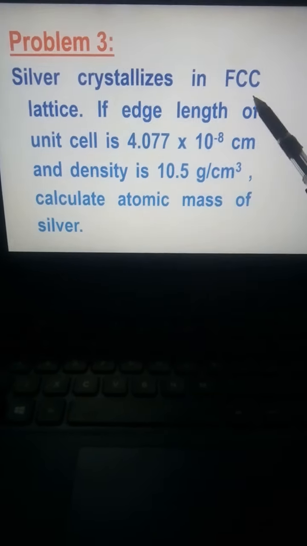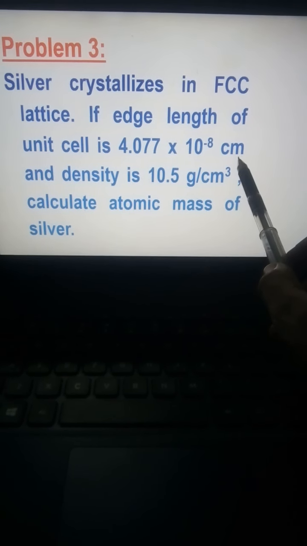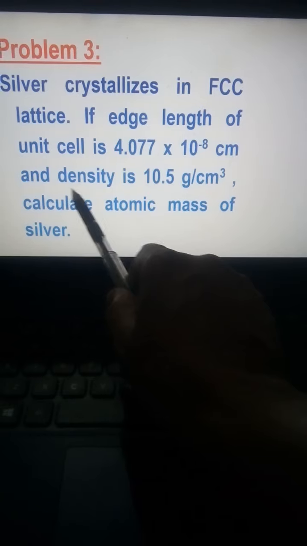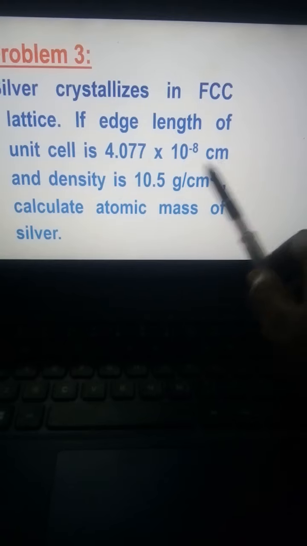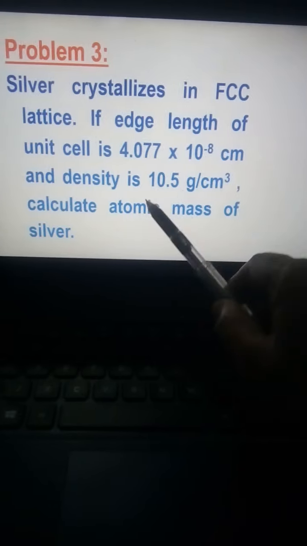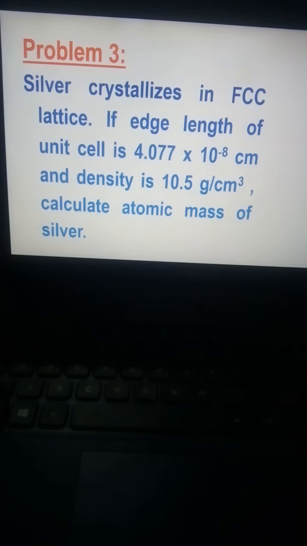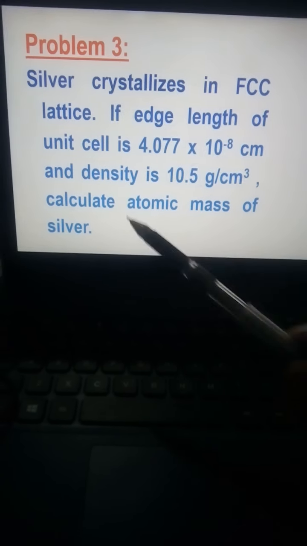Silver crystallizes in an FCC lattice. So here also it is an FCC lattice, that means Z is equal to 4. The edge length of the unit cell a is given in centimeter, and density is given as 10.5 gram per centimeter cube. Edge length is given in centimeter, density is also given in gram per centimeter cube, so no conversion of unit is required here. Next we have to calculate the atomic mass of silver. That means we will calculate the capital M, the molar mass, and if you know the molar mass, that will be the atomic mass.